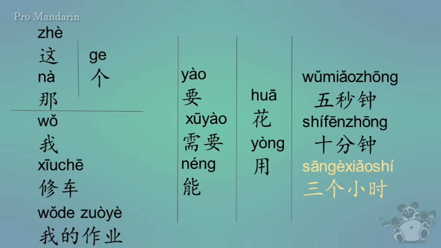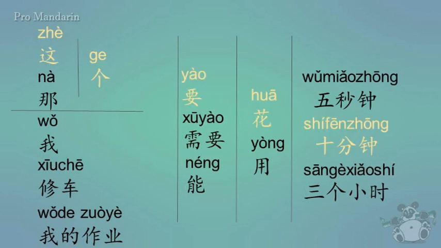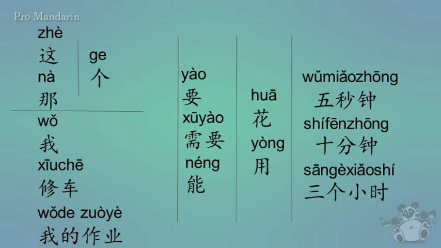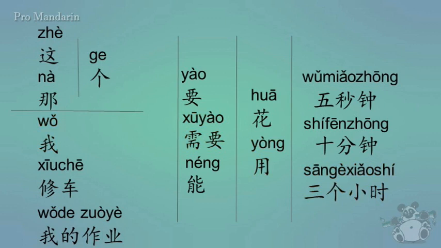So how would you say this is going to take 10 minutes? And we're going to use 花 on this one. 这个要花10分钟. Now, how would you say it's going to take me 3 hours? And we're going to use 用 on this one. 我需要用3个小时.